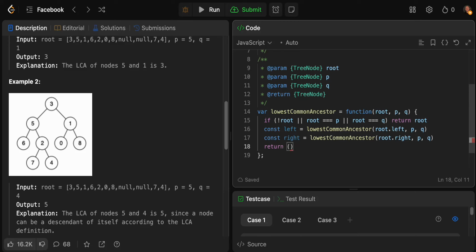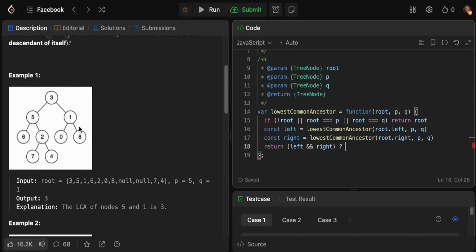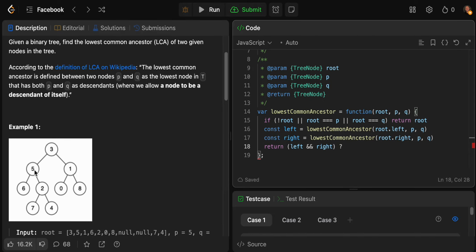So first up, we need to check, does our left and our right exist? In this example, we'll come up to example one. We have this three, we have our left, and we have our right. So we are looking for the five, and we're looking for the one. This would pass up the five, this would pass up the one. Neither one of them are null, so we have our left and our right. That means the lowest common ancestor would be the current root we are on. So basically, we're going to return this root.